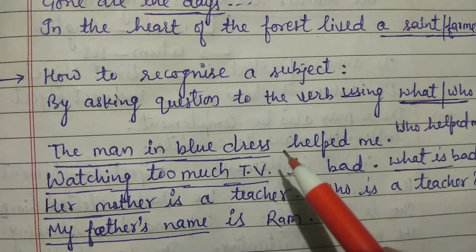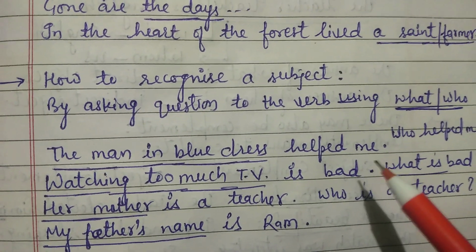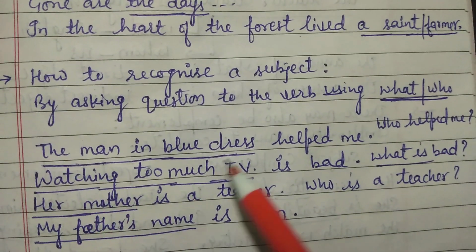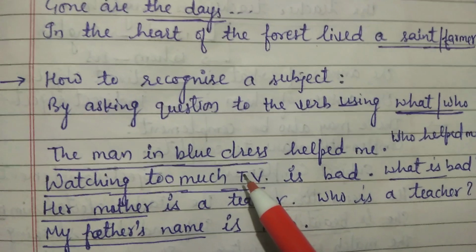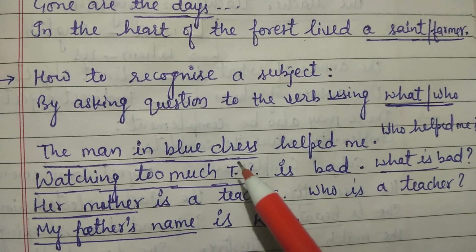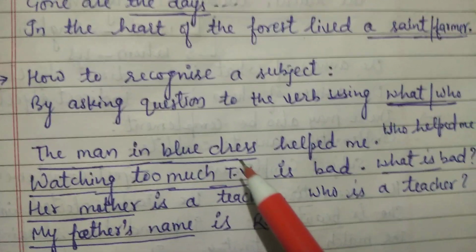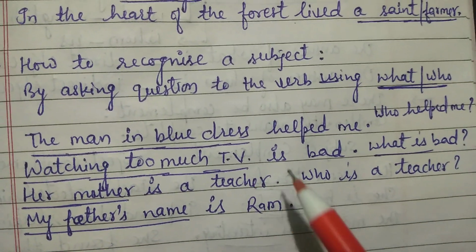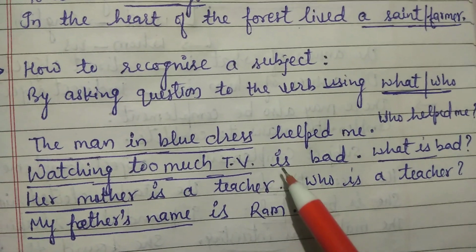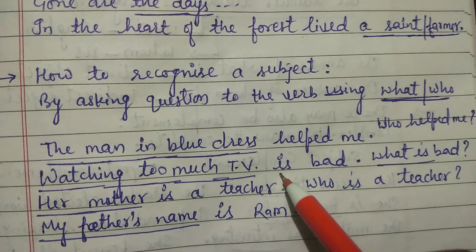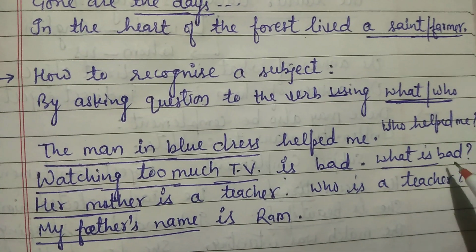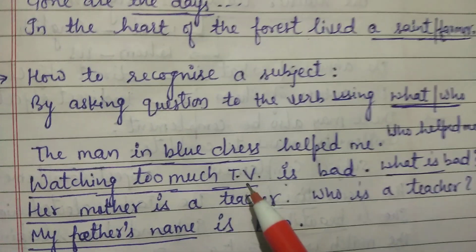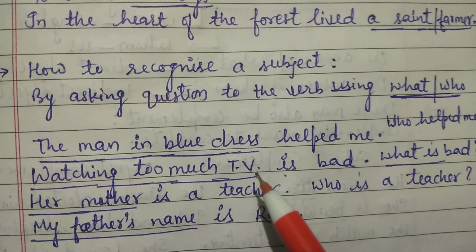The man in blue dress helped me. So we can ask a question: who helped me? The man in blue dress is the answer. So it is the subject that is used in this particular sentence. Next, watching too much TV is bad. So we can ask a question to is: what is bad? The answer will be watching too much TV. So this is the subject.